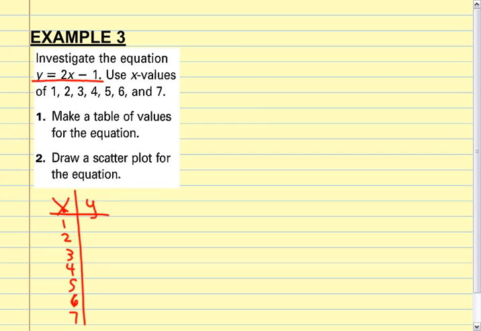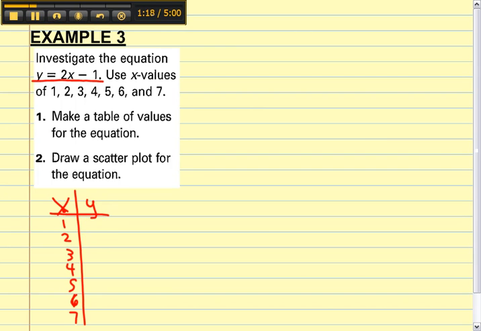Excellent. Now we need to fill in our chart. How do I do that? How do I find out what Y goes right there? Does anyone know how I'm supposed to do that? Mo? I'm going to use the equation. It says that Y is equal to 2 times, not X, but what does X equal in this first one, Mo? It equals 1, and then it's minus 1.